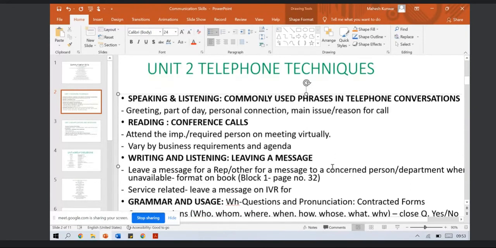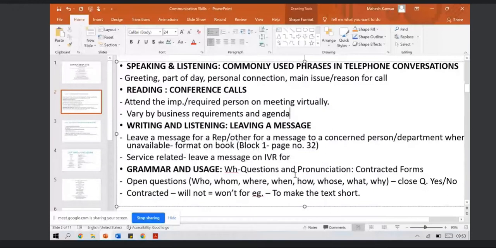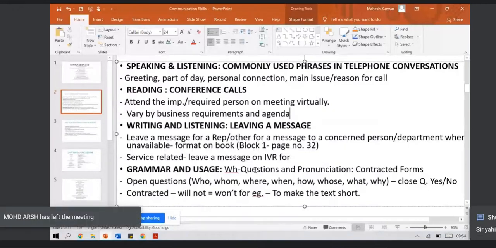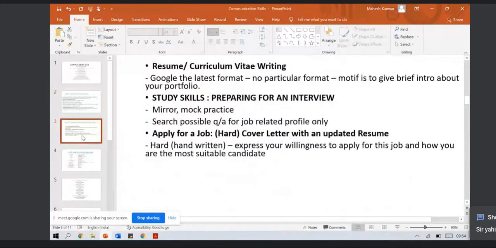While writing a message or leaving a message, we also practiced for that. And another thing we talked about is the use of open and closed questions. These are mostly used while we are on telephonic conversations. After that, we have unit 3, where I will show you how to apply for a job and how to prepare for an interview.